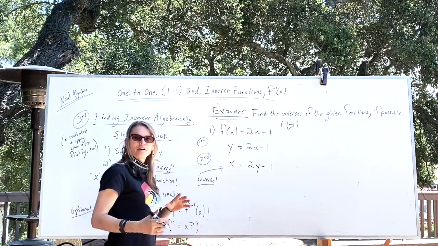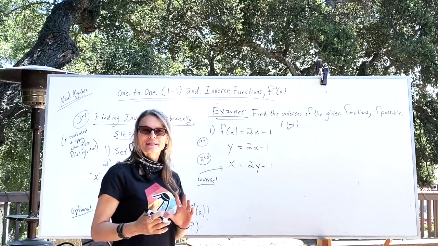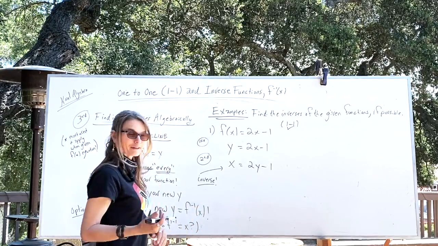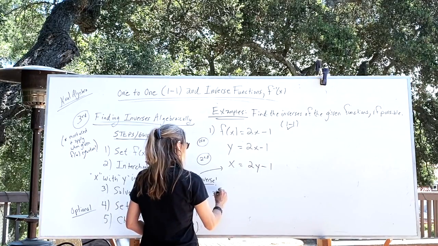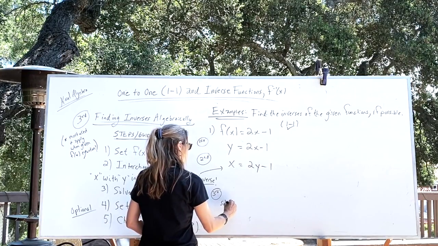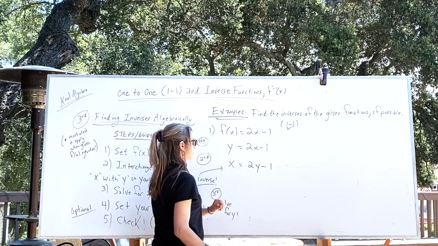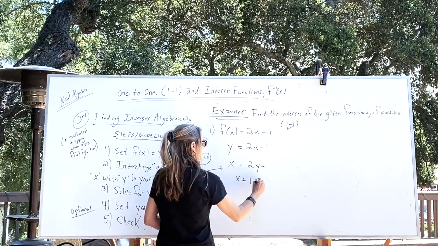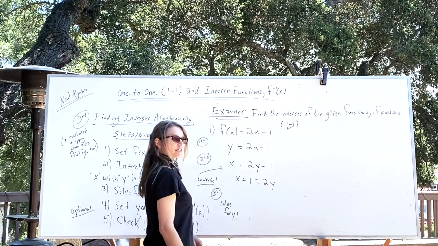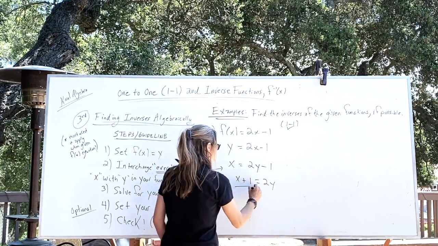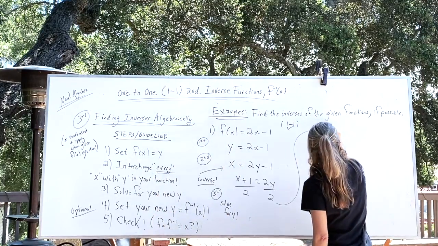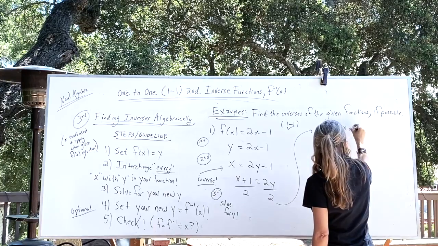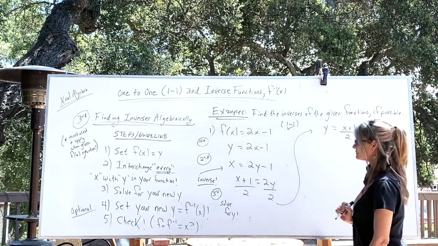It's just now a matter of cleaning that up and getting it set equal to y, or f inverse of x. Okay, so now third, solve for y. What we want to do here is go ahead and use our steps in solving for y. I'm going to then divide by 2, and I get y equals (x plus 1) over 2.